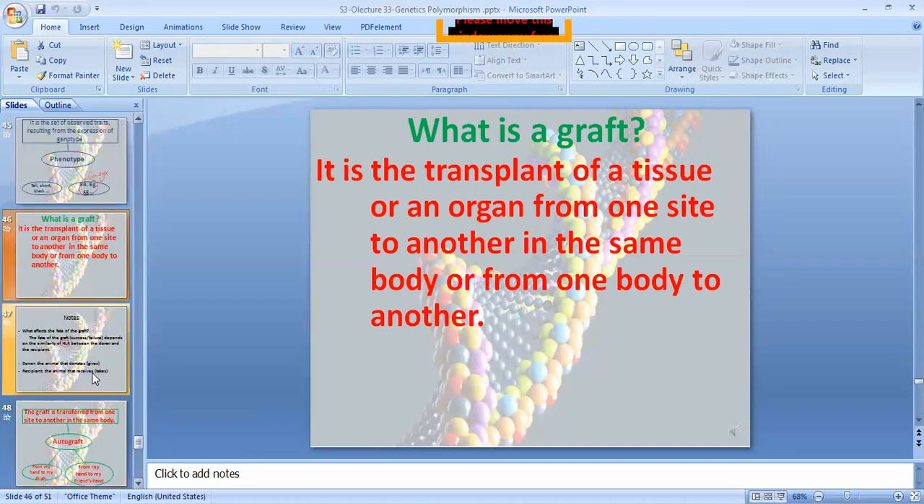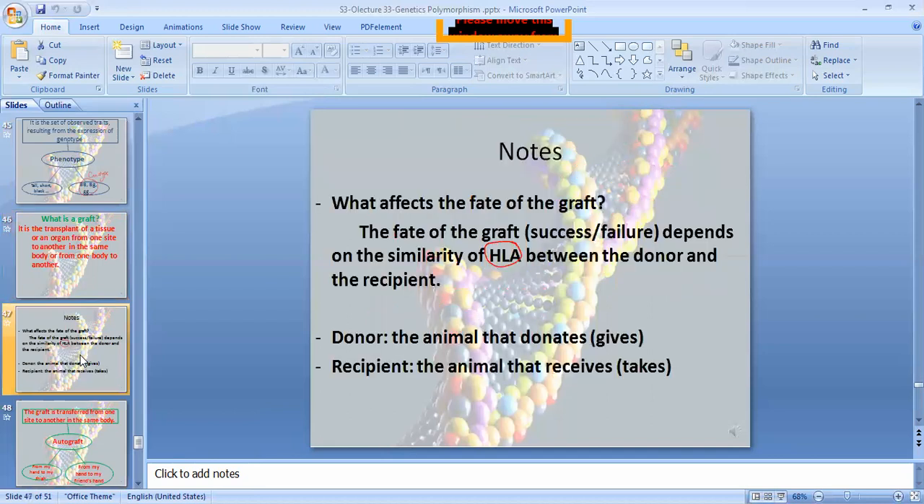What do I mean by this? Let's see. Here, the graft is going to be done between two different individuals or within the same body. So what affects the fate of the graft? The fate of the graft is usually affected by, or depends on, the similarity of HLA. What is the HLA? It's the human leukocyte antigen. So here the grafting, whether it's a success or failure, whenever we have a successful graft or a failed graft, it depends on what? On the similarity of HLA between the donor and the recipient.